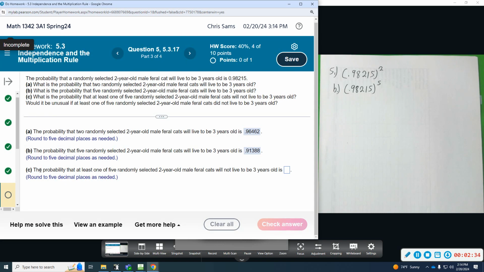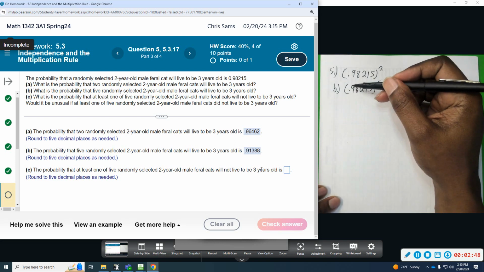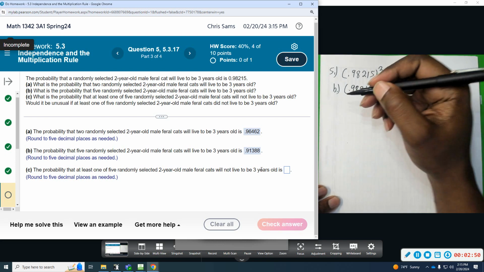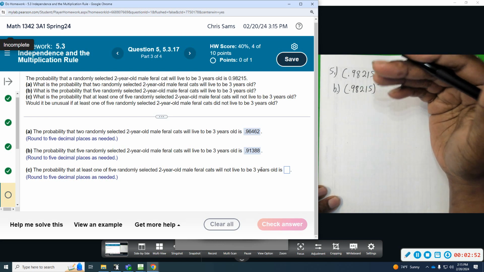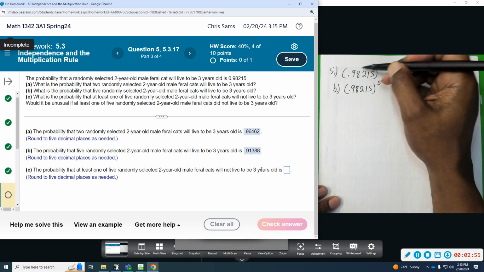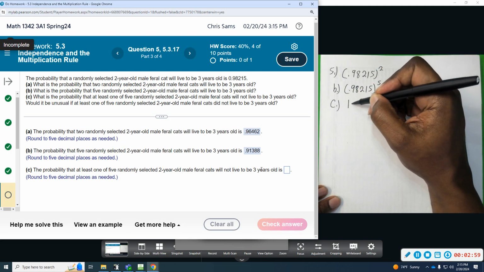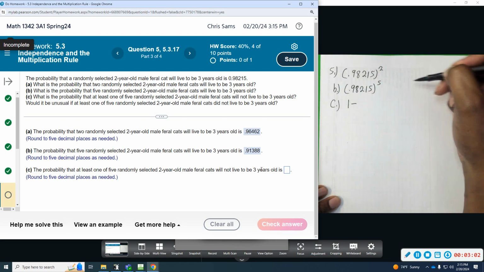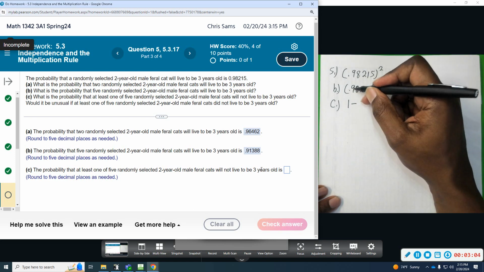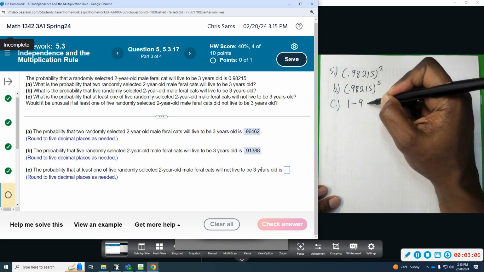All right, C, what is the probability that at least 1 of 5 will not live? Okay, so they've kind of flipped it on us. Normally we're saying at least 1 will live. We're looking for the chance that at least 1 will not live. So we have to look at the probability that a cat will not live. This is the chance that they will live. The chance that they will not live is 1 minus that, because the chance that they live and don't live has to add up to 100%. So I'm always going to do 1 minus the probability to figure out the opposite of that.